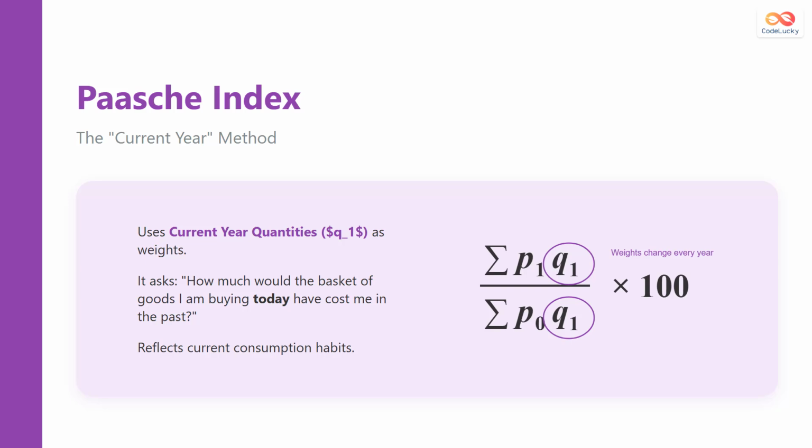The second method is the Paasche index. Unlike Laspeyres, this method uses quantities from the current year as weights. It asks a slightly different question. How much would the basket of goods I am buying today have cost me in the past? This reflects current consumption habits, but it is harder to calculate because the weights change every single year.